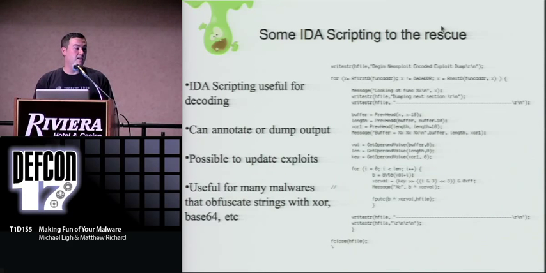IDA is a very powerful feature with scripting. You can write a little script that goes through, finds all these blobs, looks for all calls to the decode function, grabs the blob, decodes it with the XOR, and then dumps it out. So this would probably be one of the ways, or you could write your own small custom application that did it. But if you were going to add new exploits to Neosploit, this is probably the way you'd have to do it, something along these lines.